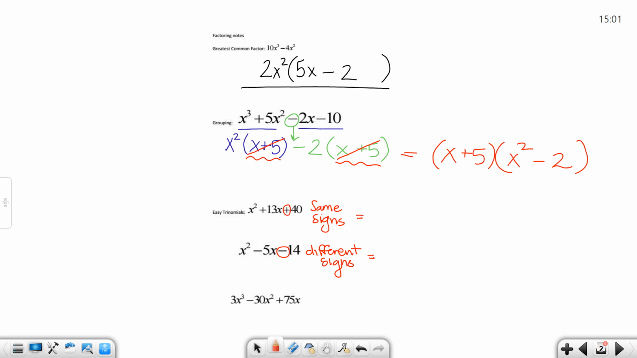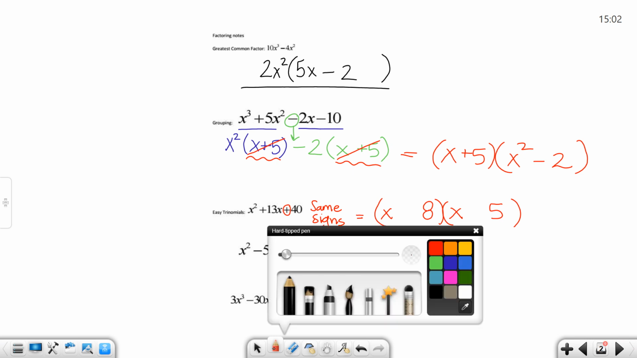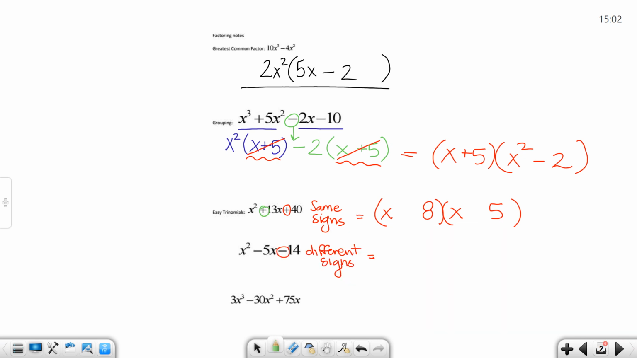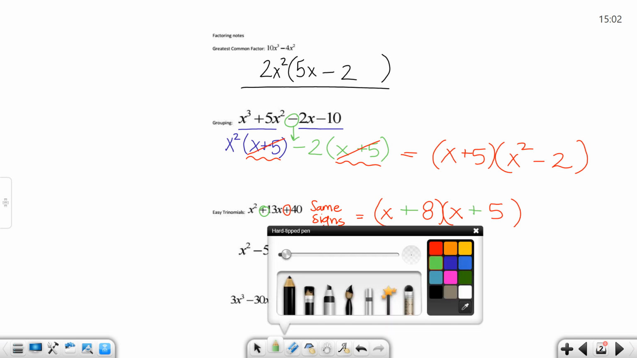Okay, so the way this works is the numbers that make up x squared would be x and x, and then we have to look at our values of 40. Our values of 40 would be 1 and 40, 2 and 20, 4 times 10, 8 times 5. We're looking for what in those pairs would add to give me 13. And so that would be 8 times 5. I know the signs are the same, and since I'm looking for a positive 13, that means they'll both be positive.